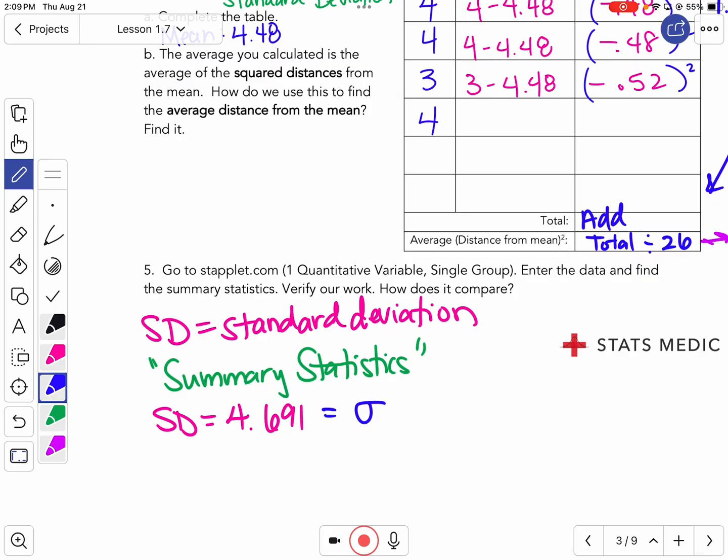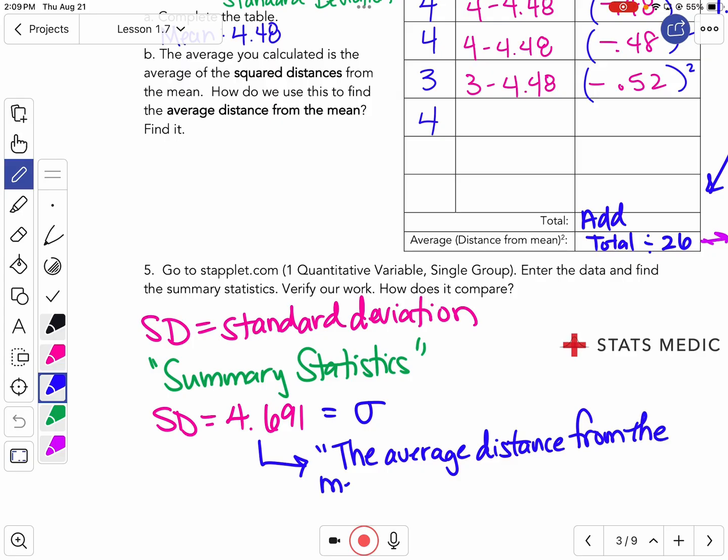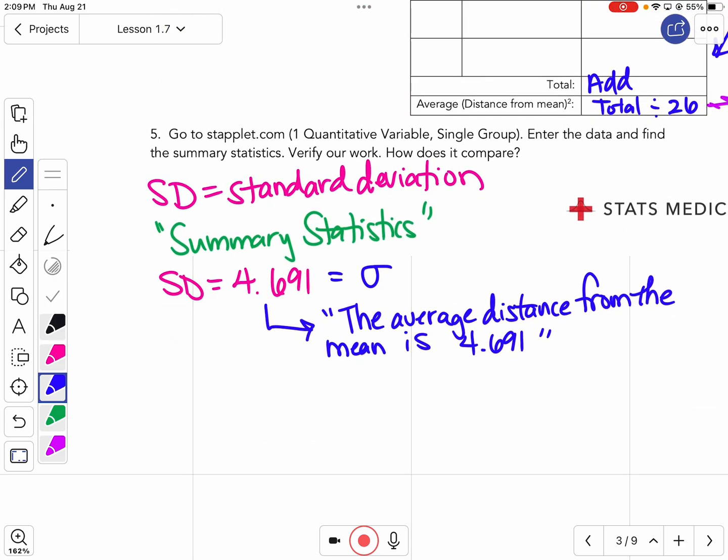So what we would say, all right, this is what it means, that the average distance from the mean is 4.691. So if you're ever asked to interpret a standard deviation, it is the average distance from the mean. It's what you will say every time. Okay, it is the average distance from the mean.